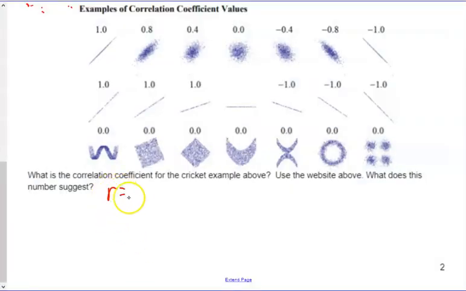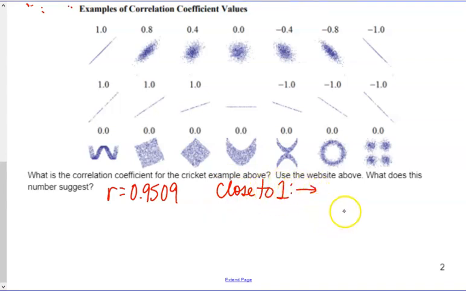So R here is equal to 0.9509. Now, what does that mean? Is that close to 1? Is that close to 0? Well, if I were you, I'd say that R is very close to 1. Now, if it is close to 1, what do we know? It's close to 1, so that means that we have a strong linear relationship. Basically, it's forming a nice strong line there.